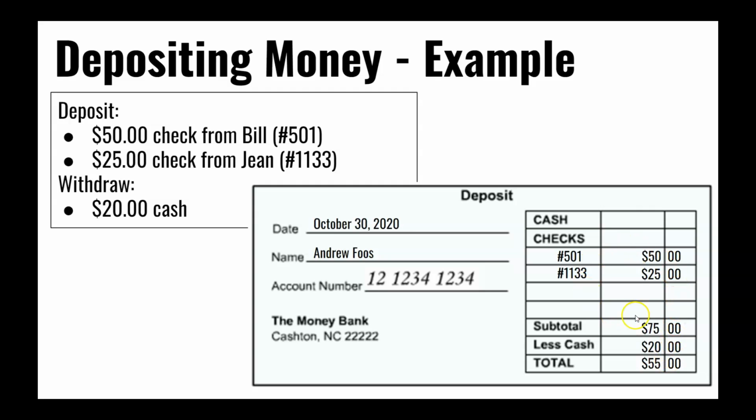And so you'll fill this form out. You'll hand all of your checks and cash to the teller. They'll double check that you're correct. Put it in the computer, and off you go.